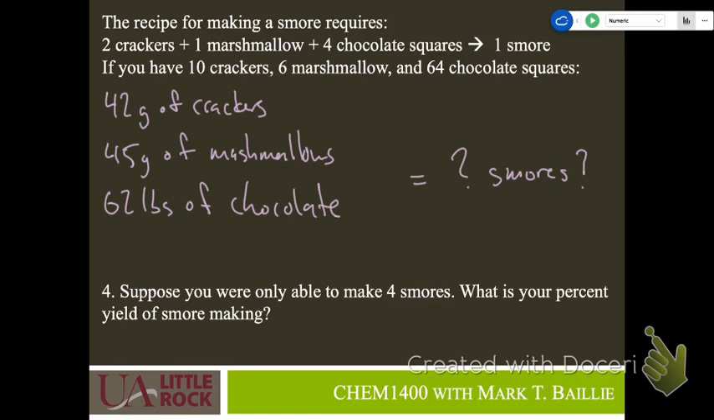That's not what I'm saying. Think about what you'd have to know. First of all, with just the weight by itself, can we figure out how many s'mores we can make? No. But we have 42, 45, and 62. Can we just use those numbers and those coefficients? No.